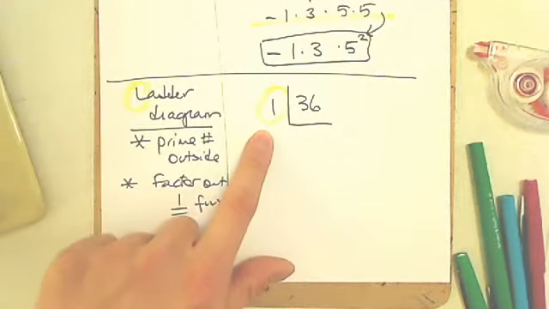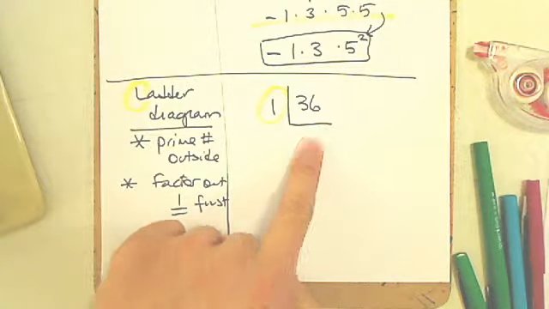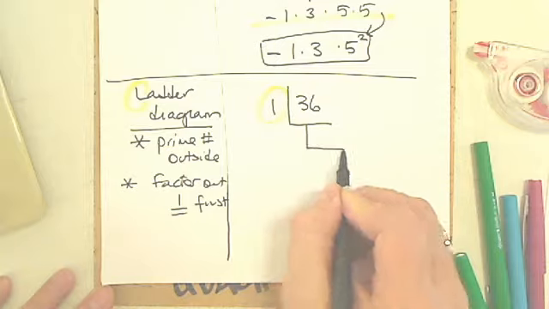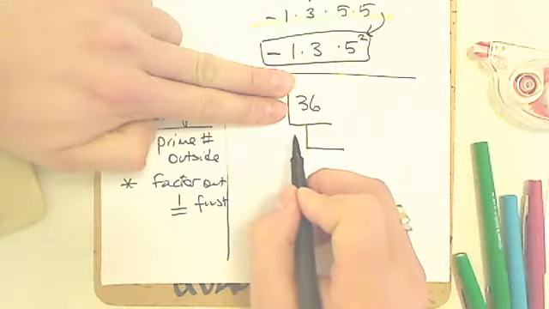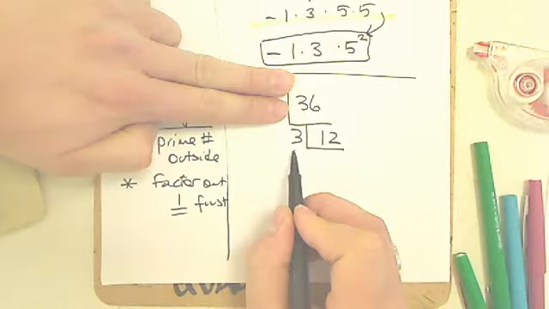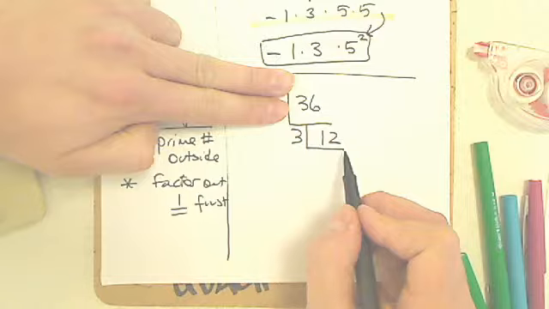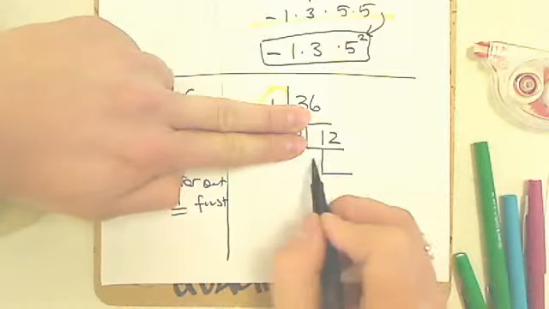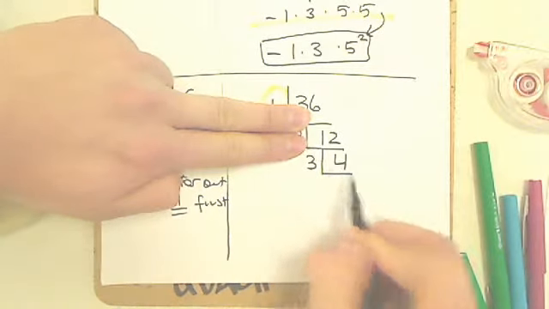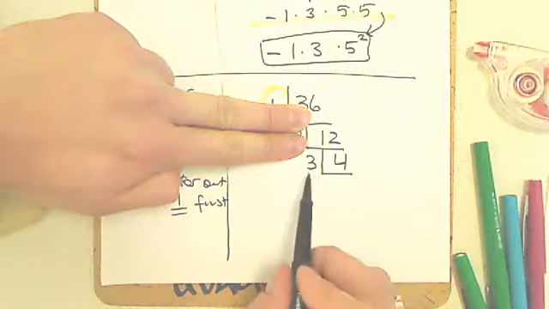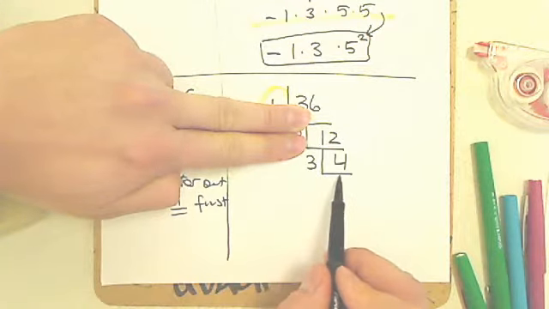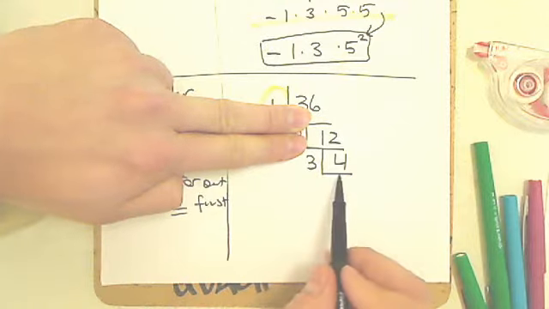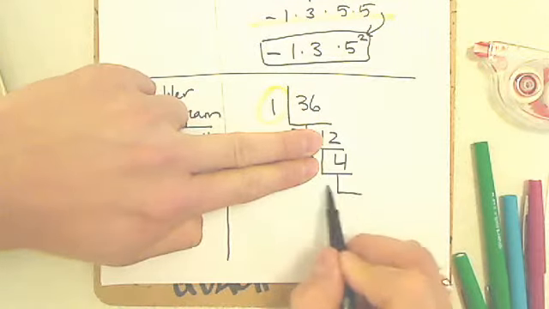Is 1 prime? 36? No. Break it down again. Another L. Break down 36. 6 is composite. 3, 12 is good. 3 is prime. 12 is not. Break down 12. 3 and 4. Okay, so 3 is prime, 4 is not. One more time. 4. 2 and 2.